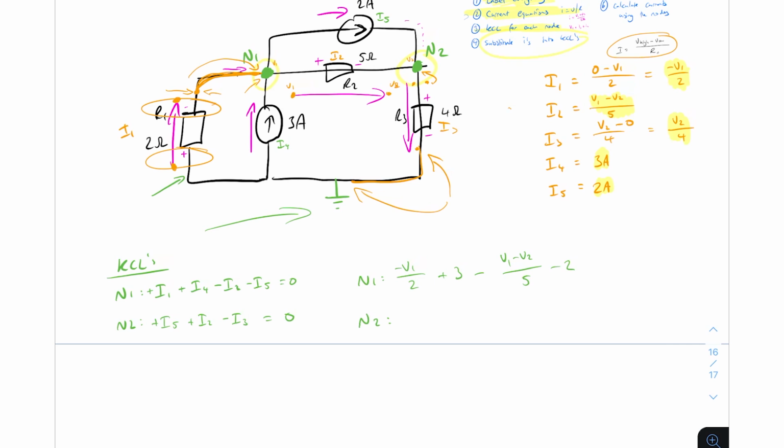Okay, so node 2, we've got I5 going into it, which is 2 amps. So we can say plus 2. And then we've got plus I2, which is V1 minus V2. So plus V1 minus V2 divided by 5. And then we've got minus I3. So minus, and I3 is V2 divided by 4. Cool, okay. So these are our 2 nodes with I substituted into it.